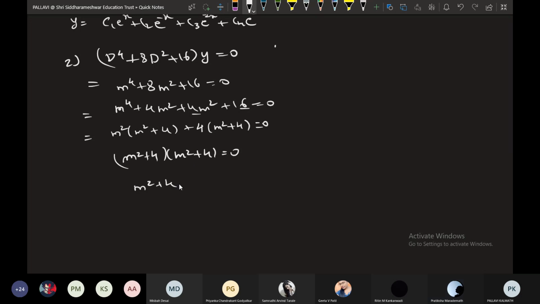So if we consider m square plus 4 equals to 0, what will be m? Actually m square will be minus 4. Hence m will be plus or minus 2i, the square root of minus 4. Plus or minus 2i, ma'am. Similarly, since the second factor is also the same, you will get one more plus or minus 2i.